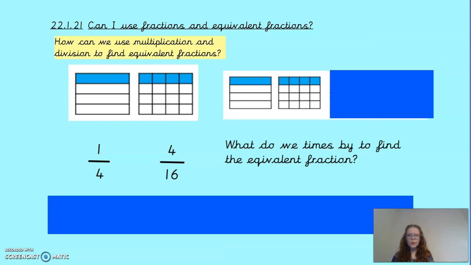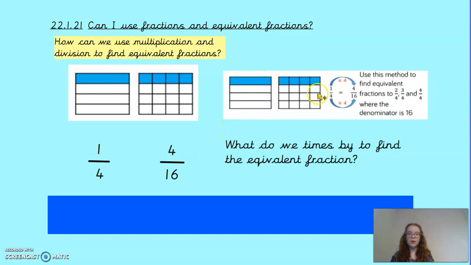Okay, so how can we use our multiplication and division knowledge to help us find equivalent fractions? Now, we've been doing lots of work on multiplication and division, so this should be pretty simple for us to get our heads around, I think. Okay, so here I have a piece of paper folded into 4 and a piece of paper folded into 16. And I've shaded the same amount each time. What multiplication do you think we could do to represent what has happened?